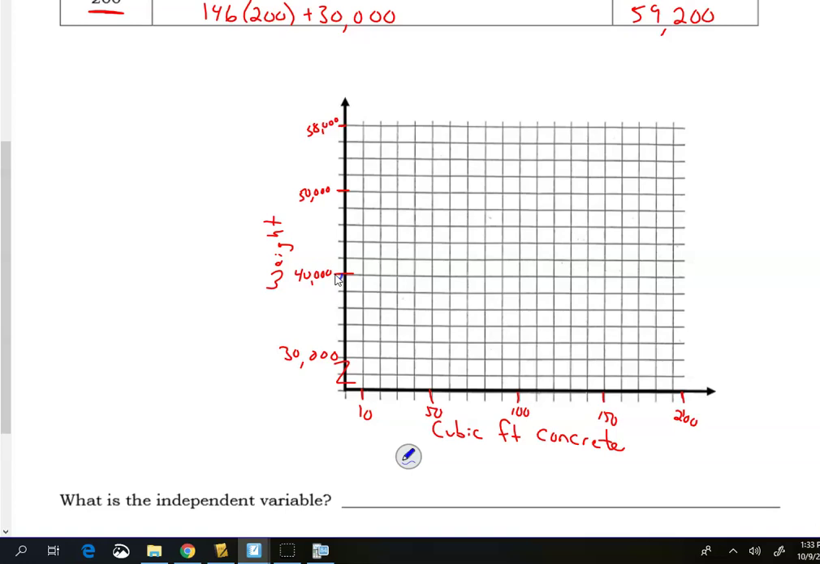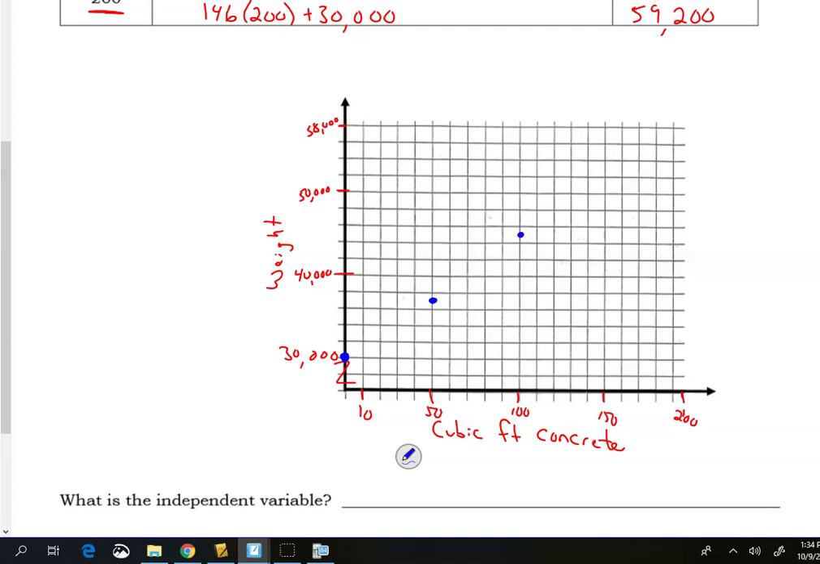So now what we're going to do is plot our points based on the table. When the cubic feet of concrete was 0, I had 30,000 pounds for the weight of the truck. And then when I had 50 cubic feet of concrete, it was 37,000. So 30, 32, 34, 36, 37 would be in there. Of course, we're estimating because we had to change our scales. For 100, it was 44,600. So I've got to go up to 44,000, 32, and a little bit more.